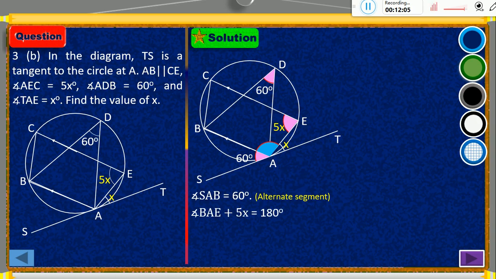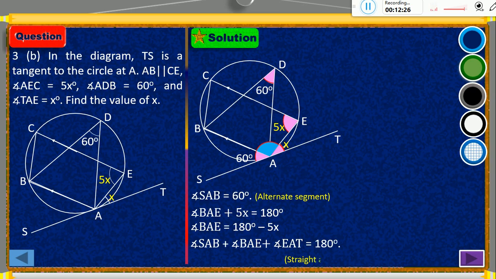Therefore, angle BAE plus 5x is equal to 180 degrees. Angle BAE is equal to 180 minus 5x. The angle that is shown now, the angle EAT, is x. Now adding those three angles on a straight line, you have 60 degrees plus 180 minus 5x plus x is equal to 180 degrees. Angle on a straight line.